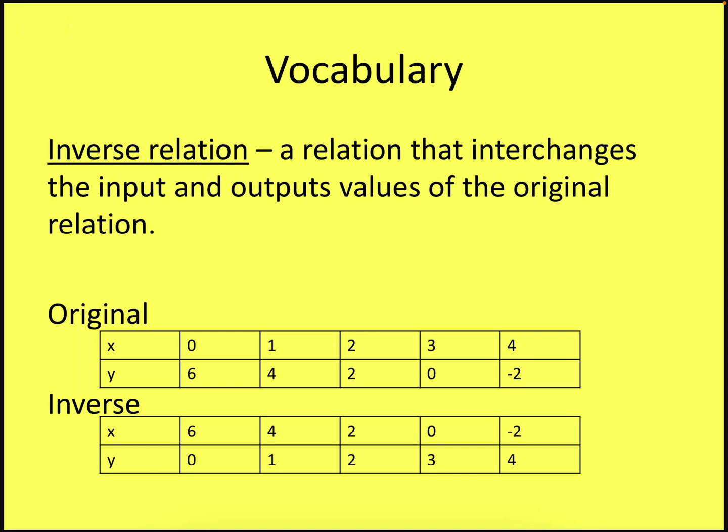So here we have some data, some x values, some y values. Our original function's data has 0, 1, 2, 3, and 4, and corresponding y values. But for the inverse, what we're doing is flipping or switching the x and the y values, which you can see. So the x values that were originally there are now the y values for the inverse.